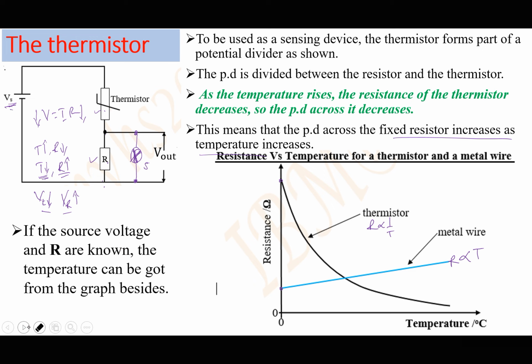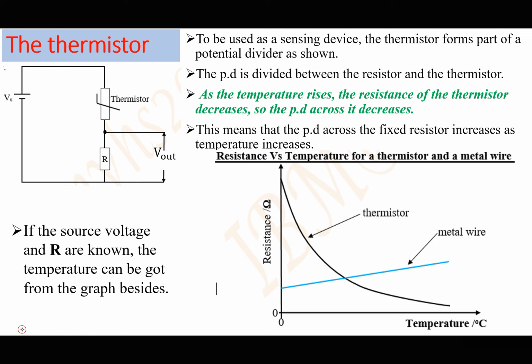So if the source voltage and R are known, the temperature can be got from the graph shown here. If I know the voltage of the power supply, I can use it to get the resistance. And if I know the resistance, then I can use the resistance to find the temperature. If I know V, I'll find the resistance. If I obtain the resistance of the thermistor, then I can find the temperature from the graph.